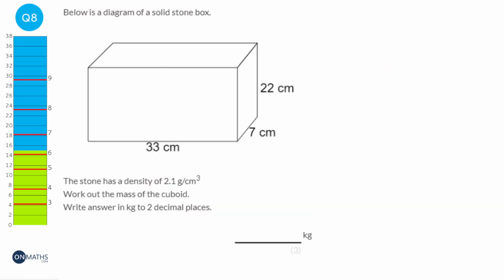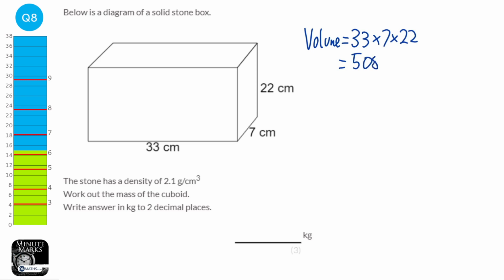To work out the mass, we will need to find the density and the volume. Density is given to us in the question, but volume isn't. So we need to work out what the volume of this cuboid is. So the volume is just the 33 times the 7 times the 22. So that would be 5,082, and that would be centimetres cubed.